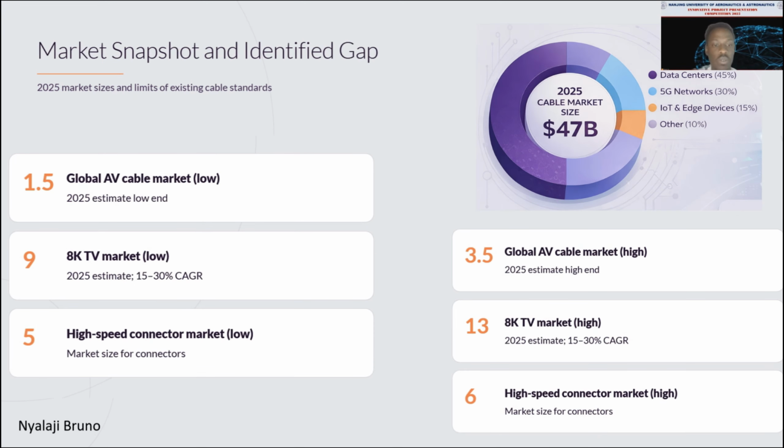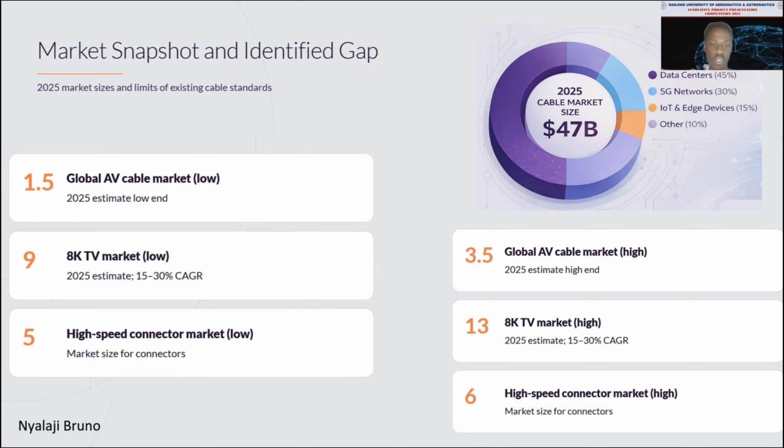To position GPMI, we analyze the 2025 landscape, revealing a compelling opportunity at the intersection of three major markets. The global AV cable sector is substantial, projected between $1.5 and $3.5 billion. Simultaneously, the high-speed connector market is valued between $5 and $6 billion. Most critically, the premium 8K TV market, a key driver for high bandwidth demand, is estimated at $9 billion and is growing at rapid rates of 15 to 30% annually.